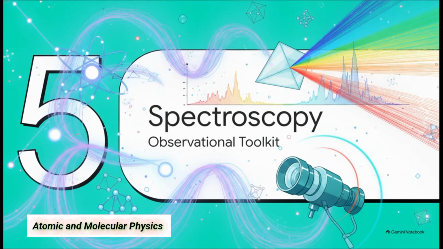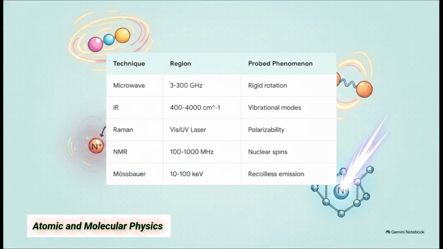Moving on to Section 5, Probing Matter with Spectroscopy, which is essentially our observational toolkit. Now, you might be wondering, how do we actually know all this microscopic math is real? Simple. We observe it directly. This toolkit is exactly how we identify mysterious chemicals in a lab, or figure out what elements are burning in galaxies billions of light years away.